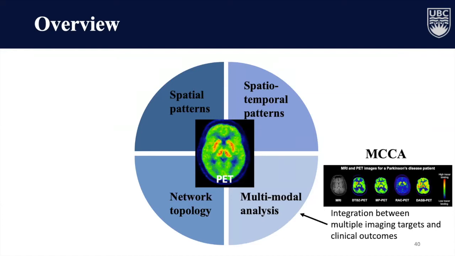So the previous three methods, we only looked at one tracer data set at a time. However, because there are more and more multi-tracer PET studies and more multi-modality imaging studies where we combine the information from PET with maybe functional MRI or structural MRI, we really need methods such as the multimodal analysis method that can integrate all this information together.